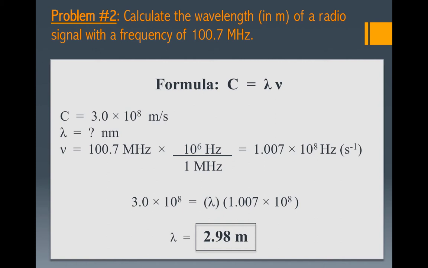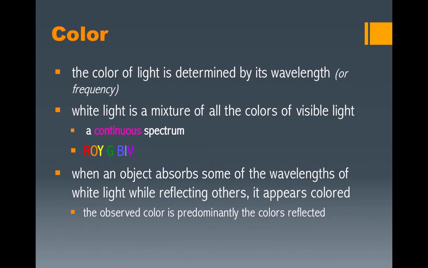Another sample problem would be calculate the wavelength in meters of a radio signal frequency of 100.7 megahertz. So again, I'm given a frequency, I'm looking for a wavelength, so I know it's going to be the speed of light equation. So here's my constant for the speed of light. Now, frequency is given in megahertz, and because here it's second to the negative first, that has to be the unit in order to use 3 times 10 to the 8th. I have to convert megahertz to hertz. The relationship is 1 megahertz equals 10 to the 6 hertz. So I solve there first to get the frequency in hertz, and then I plug in, solve for wavelength to be 2.98 meters.